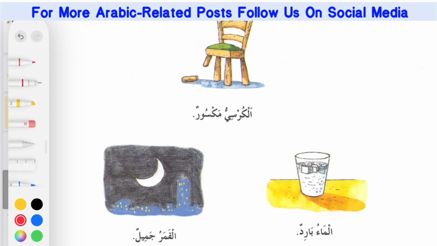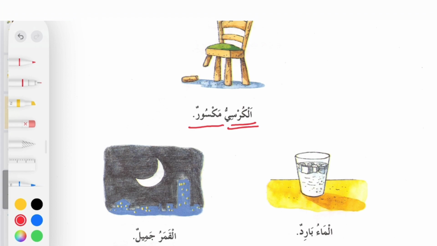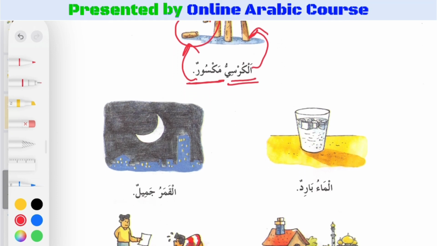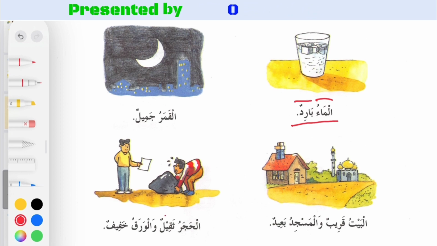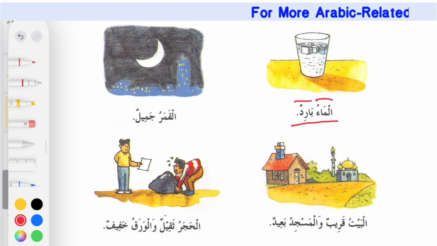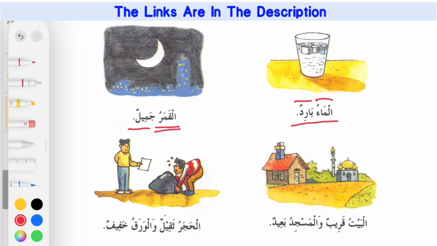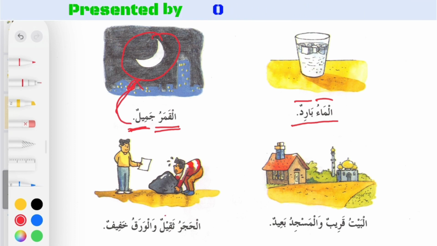And now the next sentence is al-kursiyu maksurun. The chair is broken. Al-kursiyu, the chair, maksurun, broken. Al-kursiyu maksurun, the chair is broken. The next sentence is Al-ma'u baridun. Al-ma'u, the water, baridun, cold. Al-ma'u baridun, the water is cold. Al-qamaru jamilun, the moon is beautiful. Al-qamaru, the moon, jamilun, beautiful. Al-qamaru jamilun, the moon is beautiful.